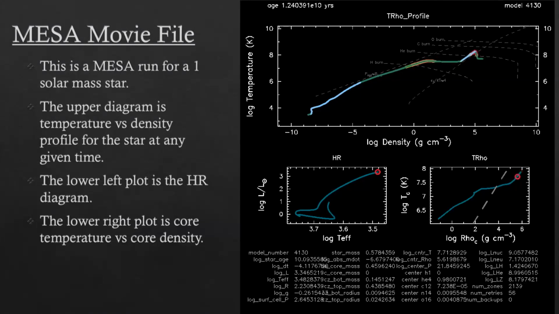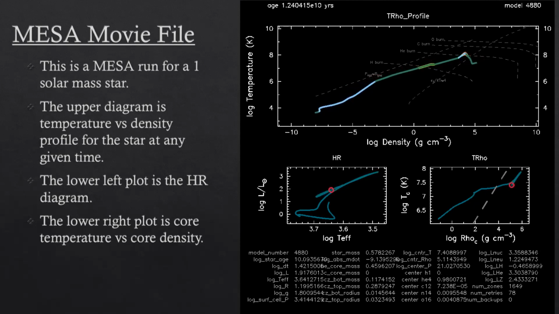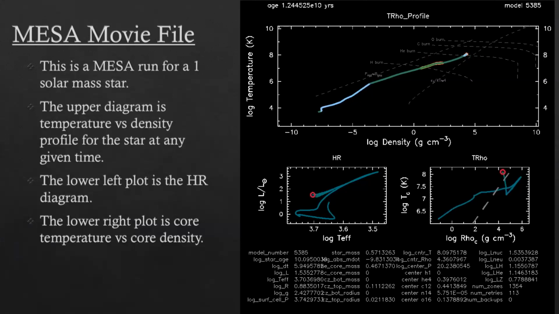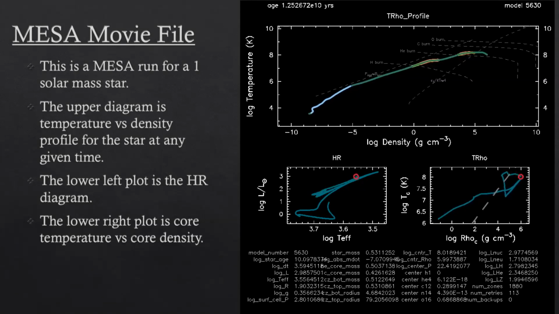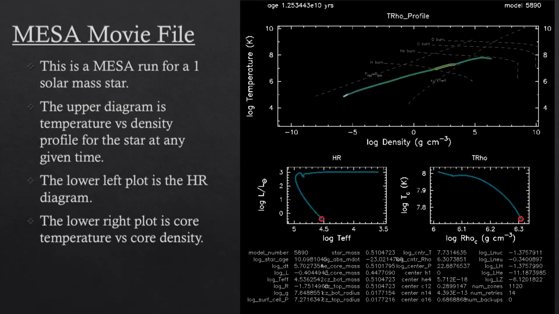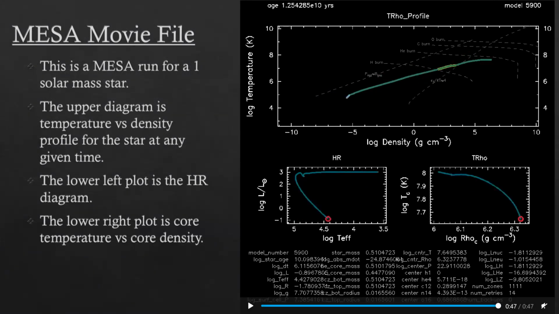Okay, now it's moving down. It's moving down to the horizontal branch. That's the horizontal branch now. And now it's going to move up again to the asymptotic giant branch. Now it goes to planetary nebula and then white dwarf. It took about 5,900 models for this.